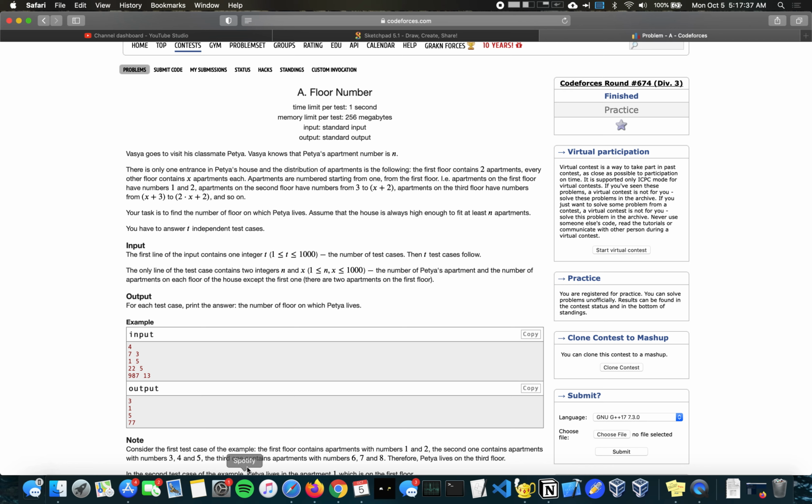So let's say Petya lives in apartment 22, and after the first floor, there are 5 apartments per floor, right? So what does that look like? That means the very first floor, that'll be apartment 1 and 2. The next floor would be 3, 4, 5, 6, 7. The next would have floors ranging from 8 till 12, then 13 till 17, and then 18 till 22. So from this, we know that Petya lives in apartment 22, which is on floor 5, which is exactly what the answer says, 5. So now how do we figure out which floor?